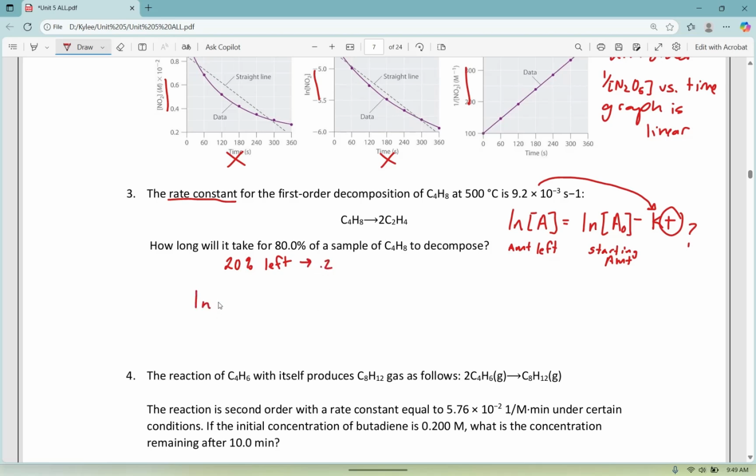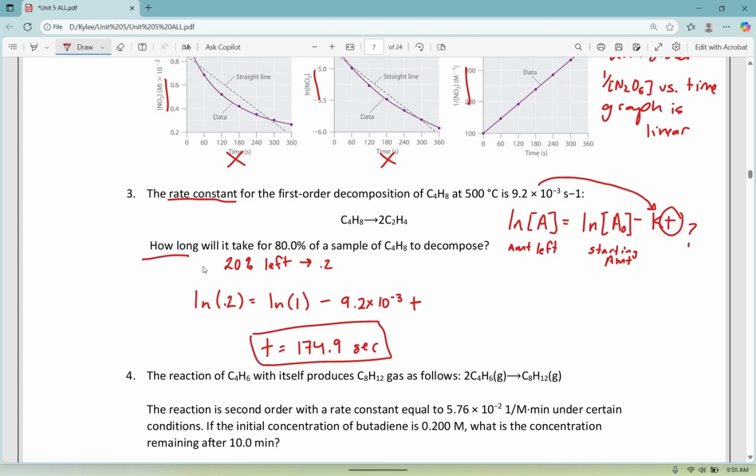So I'm going to set up this equation as ln of 0.2 equals ln of 1, because 100% would be 1. That's how much I started with. I'm looking for t if the value for k is 9.2 times 10 to the negative third. So I would simplify this equation and I would solve it for t. If you do that, and I'm not working through all the math right now, but you should get t equals 174.9 seconds. So this is an answer of how long would it take.